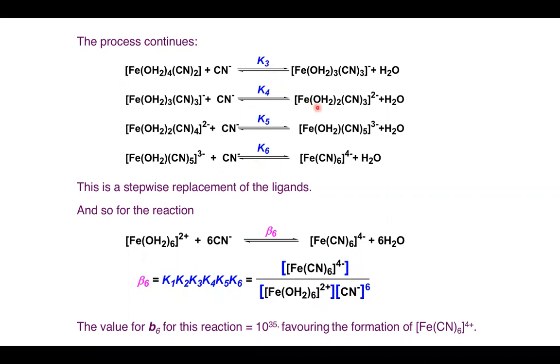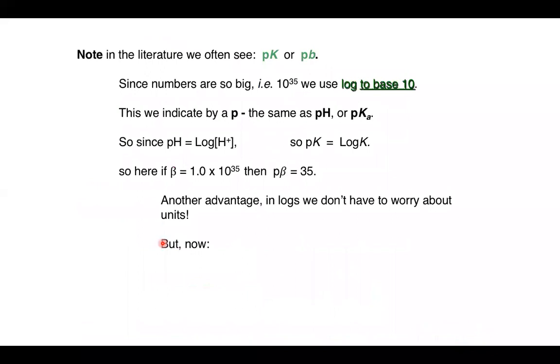If we were to multiply each one of these equilibrium constants together, we would find out that this is what we would have. And so the value for beta 6 for this reaction is 10 to the 35, favoring the formation of the hexacyano complex, that should be 4 minus, over the water complex. So in the literature, you often see pK or P beta, and the reason for this is because the numbers are very large. For example, in the previous example, the replacement of water by the cyanide ligands, the stability constant was 10 to the 35. And so that's quite a large number.